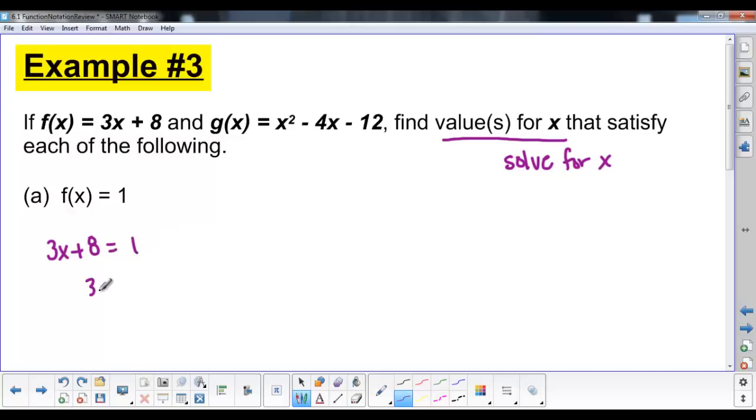So in this case, I will move the 8 over, so 1 take away 8, and then divide both sides by 3. So in this case, we solved for x.